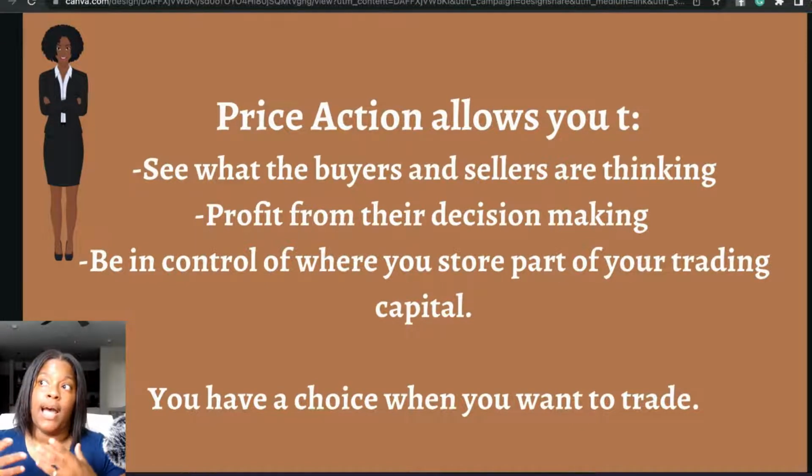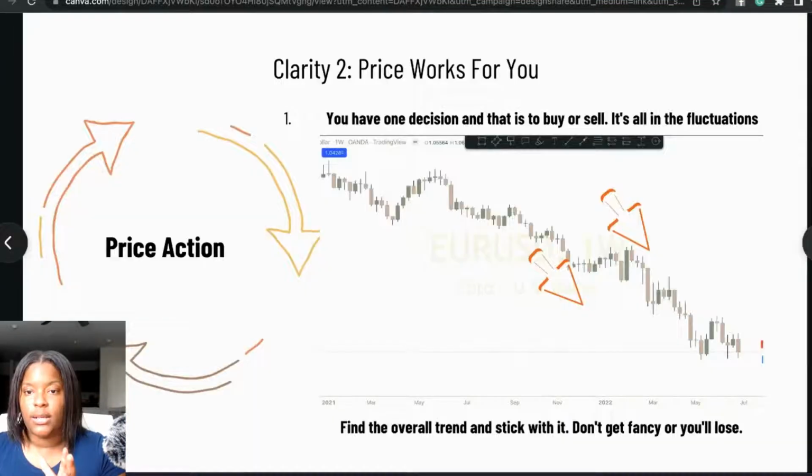For example, I've not stored none of my money in Euro USD this year. And that is so crazy. I've barely traded that pair. But I've traded AUD USD a lot this year. I've traded pound yen. I've traded USD yen most this year. So I'm in control of where I'm going to store my capital, right? And you have a choice of when you can trade as well. But the last thing that any of us need to do is force trades, okay?